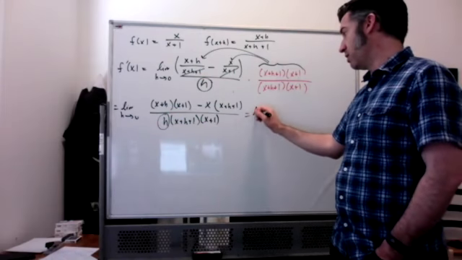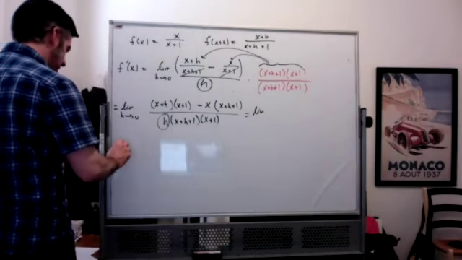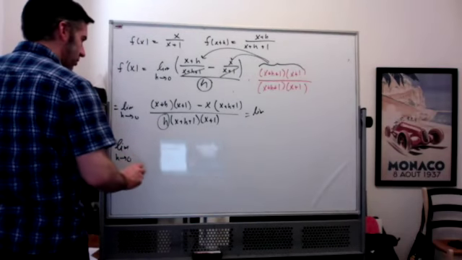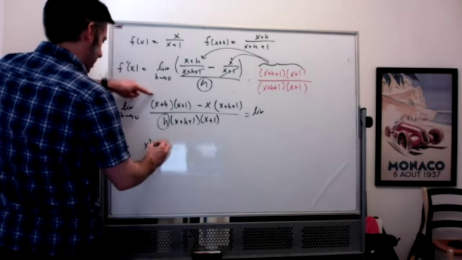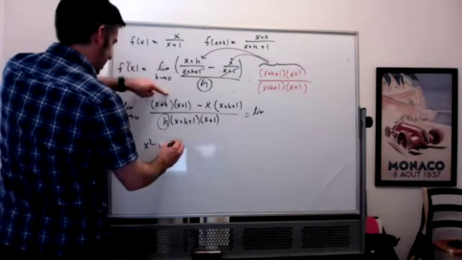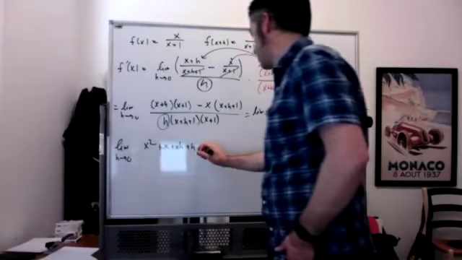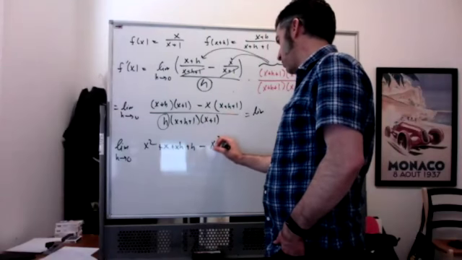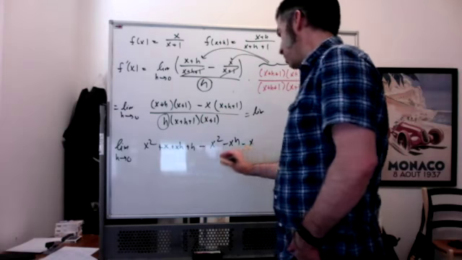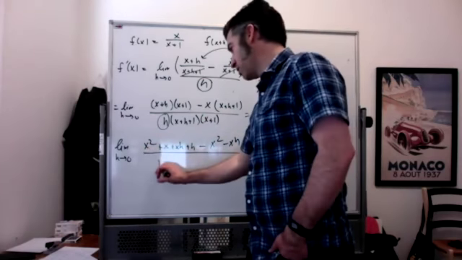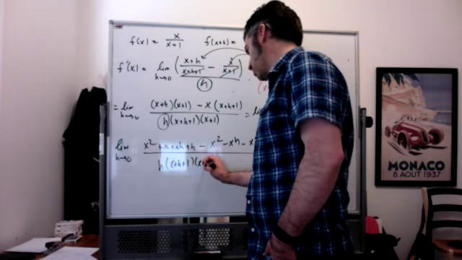So it's going to be the limit as h goes to 0. Let's see, I'm going to get x squared plus xh plus x h plus h, and then minus x times x is x squared, minus x times h, minus x. All over the same thing, h times x plus h plus 1 times x plus 1.